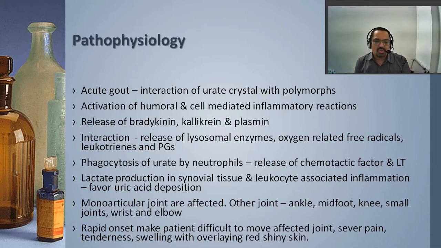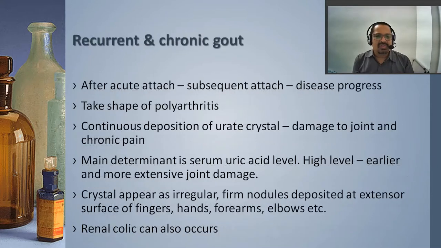Mainly monoarticular joints are affected, and other joints like the ankle, midfoot, knee, small joints, wrist and elbows are also affected during gouty arthritis or deposition of urate crystals. There is a rapid onset, making it difficult for the patient to move the affected joint. There is severe pain, swelling and tenderness. A single joint will be severely painful, with tenderness, swelling, inability to move that joint, and red and shiny skin around that joint. This is the pathological condition.